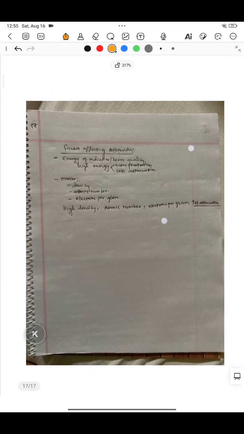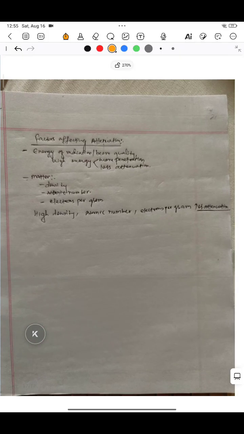So what are the factors influencing attenuation? Energy: high energy means more penetration and less attenuation, and low energy means less penetration and more attenuation. So attenuation is inversely proportional to the energy.